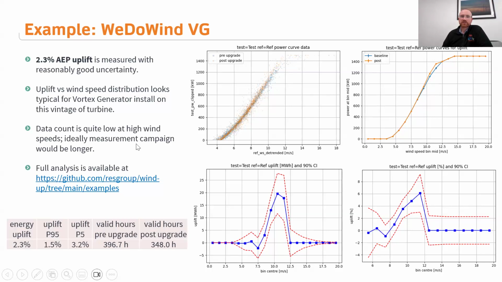So ideally, you let the measurement campaign go on for longer. My impression, this is an 8-week post-upgrade data set, and normally when RES do upgrades like this, we have at least, say, 4 months post-upgrade and sometimes longer. But overall, this is a nice data set to analyze. We've got well over 300 hours pre and post, which is not bad.